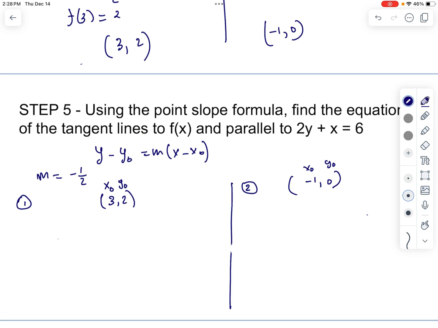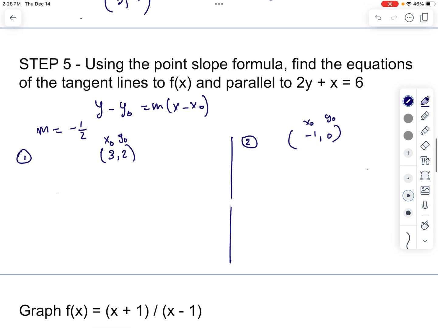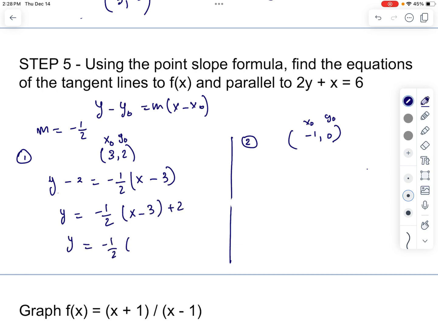So for these two points that we found, we're going to use the point slope formula and actually find the equation of our tangent lines. Using the point slope formula here, we have all the information we need. The very first equation of our tangent line is going to be y - 2 = -1/2 (x - 3). Adding 2 on both sides, we have -1/2 (x - 3) + 2. Doing a bit of simplification in this step, we have -1/2 x + 3/2 + 2, or y = -1/2 x + 7/2. So this is going to be the equation of our first tangent line.